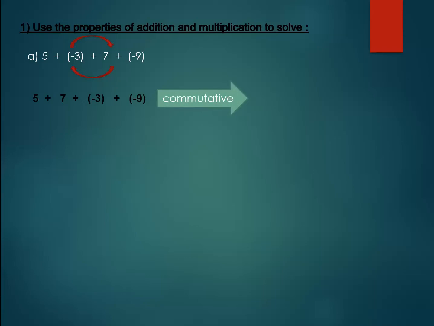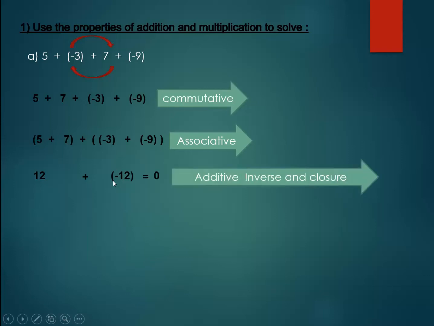Then with brackets, 5 plus 7, plus between brackets negative 3 plus negative 9. Here it's clear we use the associative property. 5 plus 7 equal 12, and negative 3 plus negative 9 equal negative 12. We use here the additive inverse, and the sum equals 0. And closure, because the answer belongs to Z. Okay.